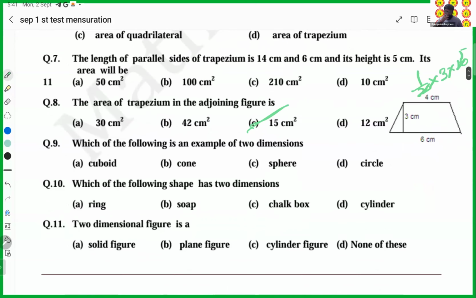Next, which of the following is an example of 2 dimensions? Cuboid, no. Cone, no. Sphere, no. Circle. Any doubt in this? No, sir.